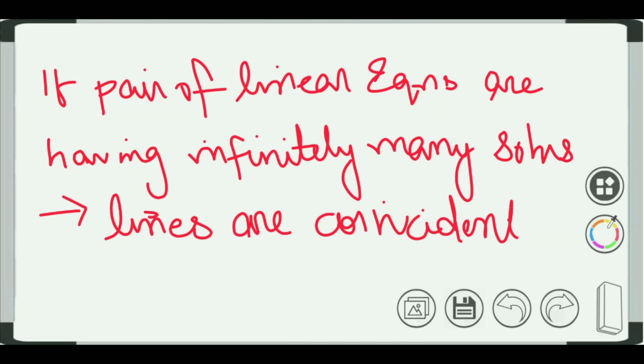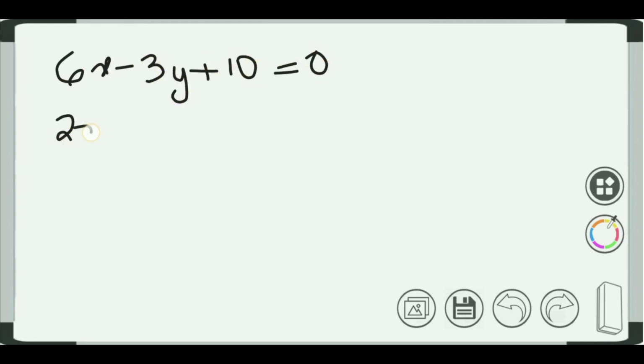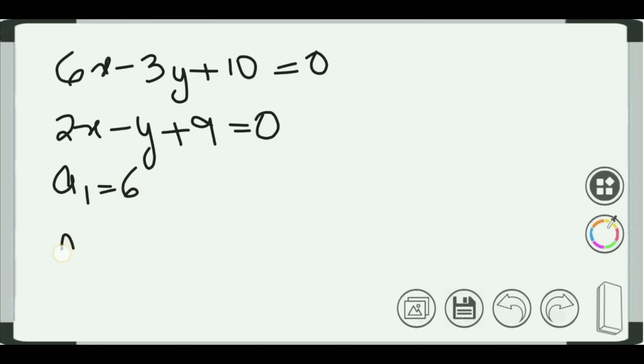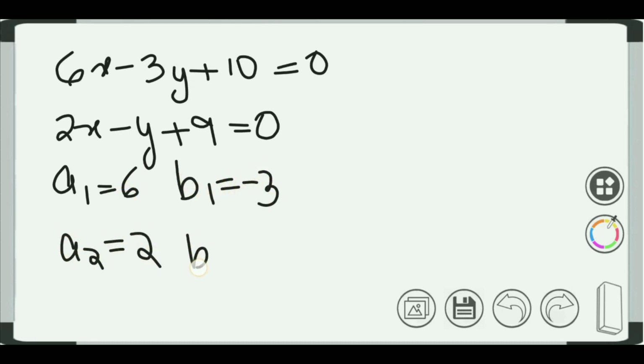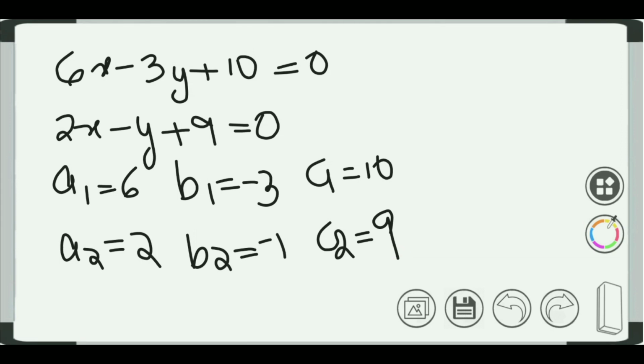Now the third one. 6x minus 3y plus 10 is equal to 0. 2x minus y plus 9 is equal to 0. Now, what is a1? 6. a2? 2. b1, minus 3. b2, minus 1. c1, 10. c2, 9. Now check a1 by a2, b1 by b2, c1 by c2.